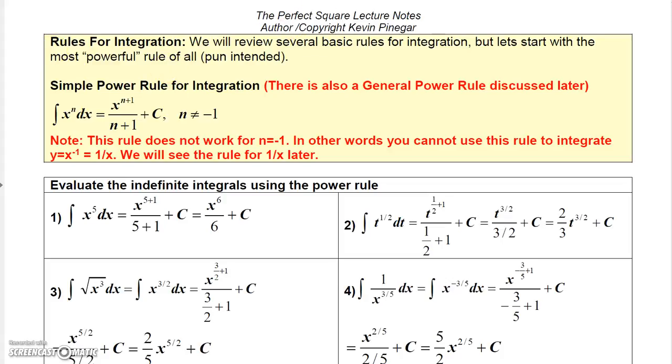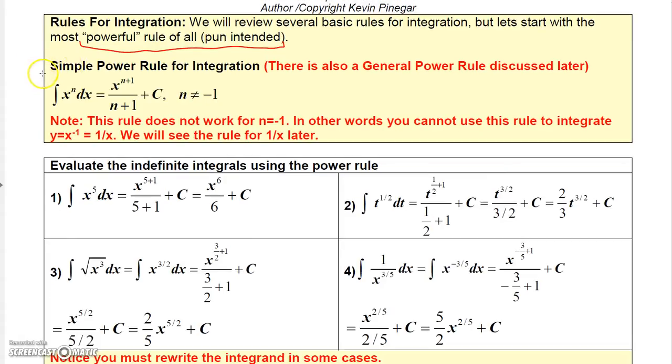Okay, we're going to talk about some rules for integration. Now, the most powerful rule for integration, no pun intended, but I guess maybe a pun intended, is the power rule for integration. Now, there's two power rules. We're going to start with the simple power rule for integration.